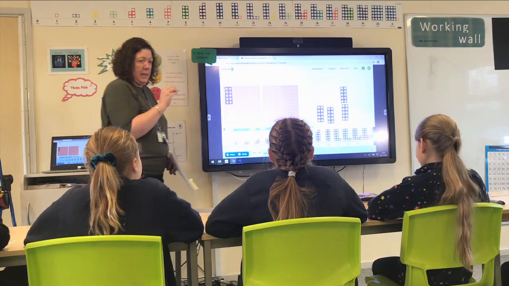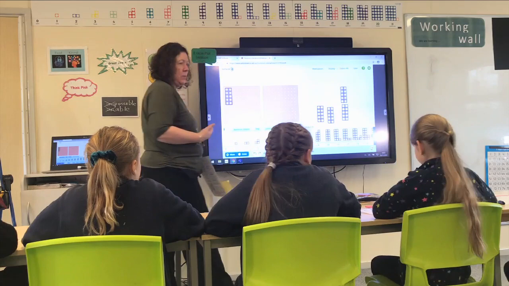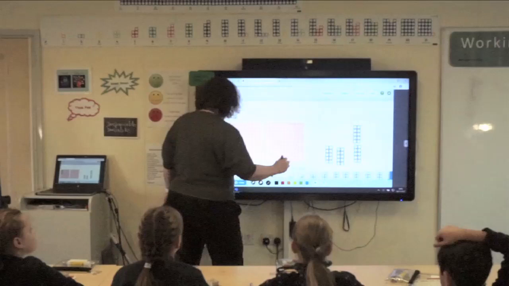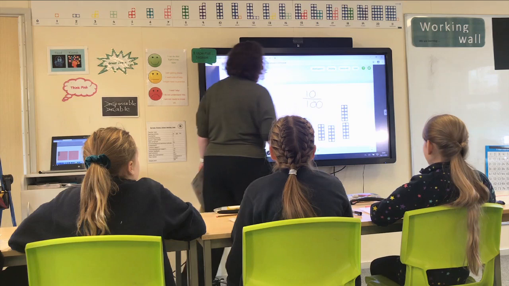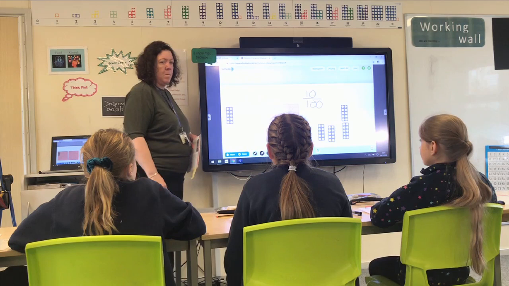How many of those 100 little bits have I got? Yes. 10. Fantastic. Do we know how we would write that? Right, and we would write that as 10 over 100. Okay, so we've written it as a fraction, and we've done fractions. Everybody understand or remember? Yeah. What does that bottom bit mean? What does that denominator mean?